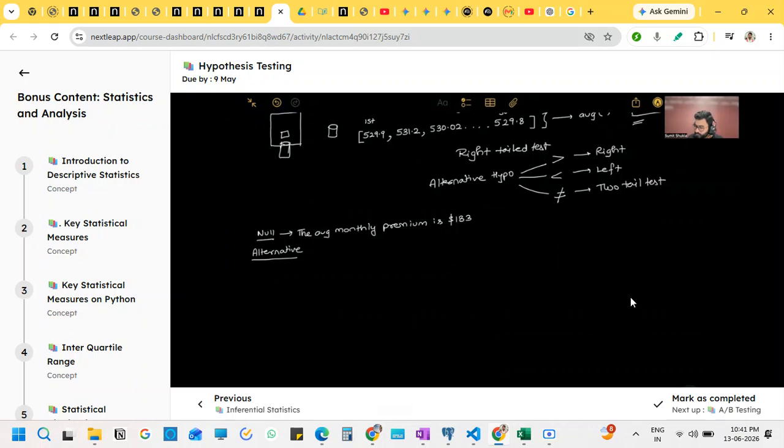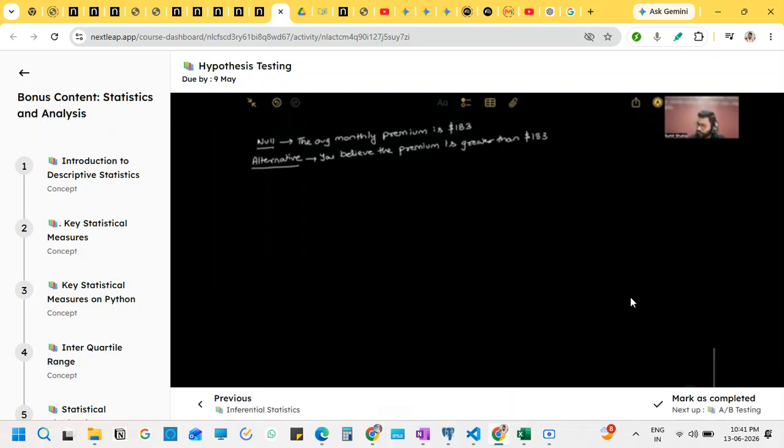Alternative is, you believe the premium is greater than $183. Okay, now what I'll do, I'll first of all draw the null and alternative hypothesis. So my null is mu less than or equal to $183 and alternative is mu greater than $183.